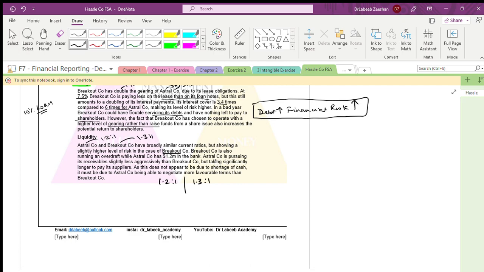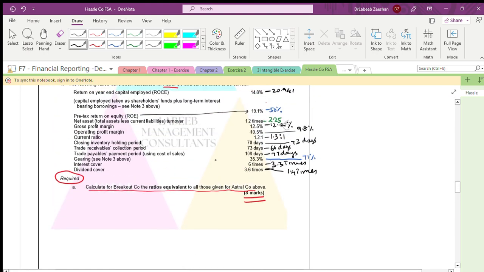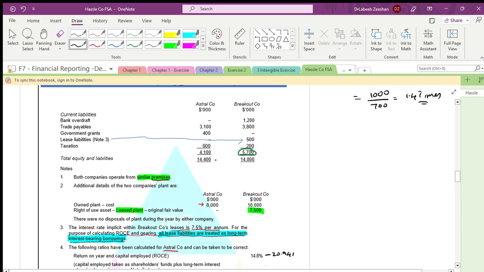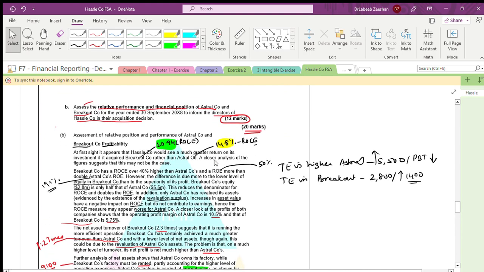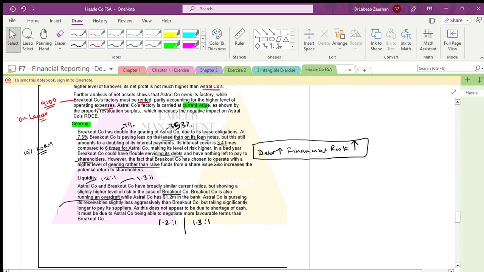Why is Breakout showing more risk? Because it also has the overdraft. If you see the current liabilities, how much is Breakout having in current liabilities? They have current liabilities of 1.2. We should not go with just 1.2. Here there is no overdraft, is it right? Here there is an overdraft.